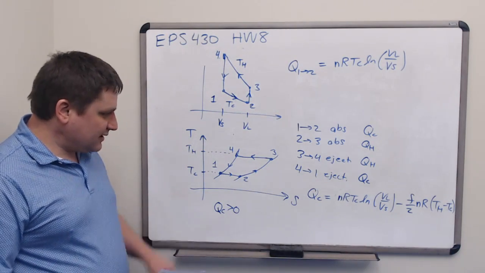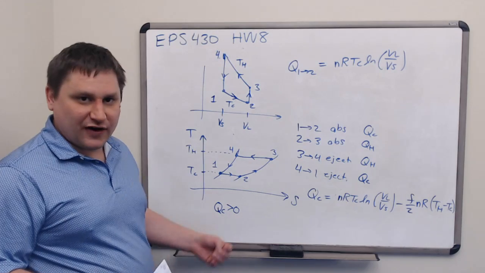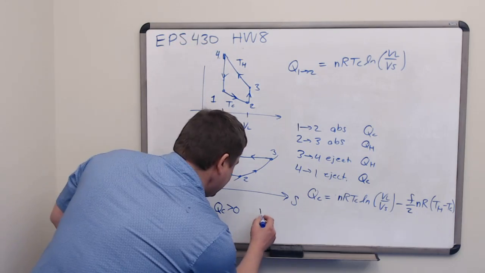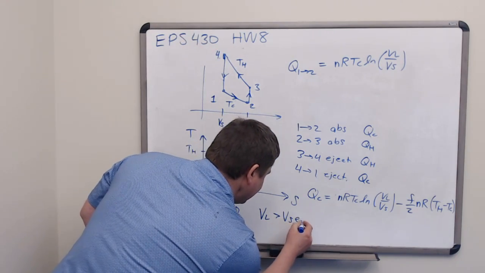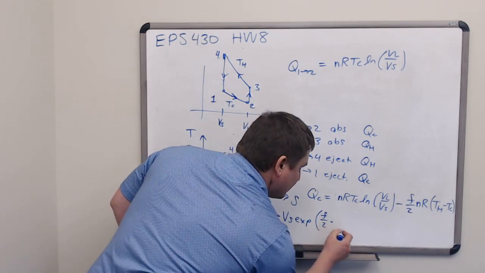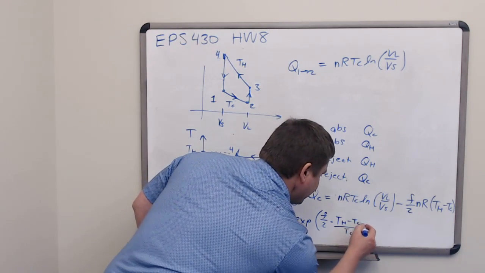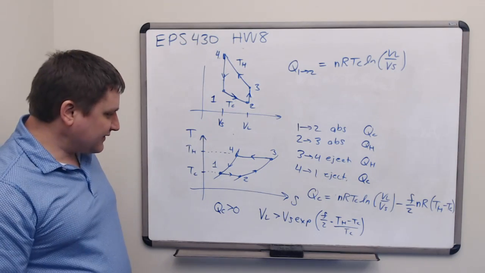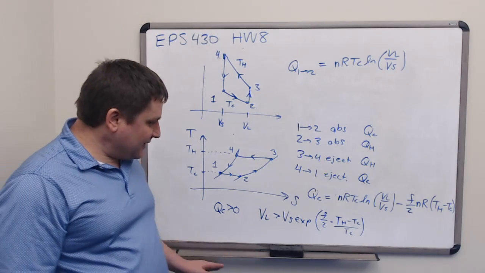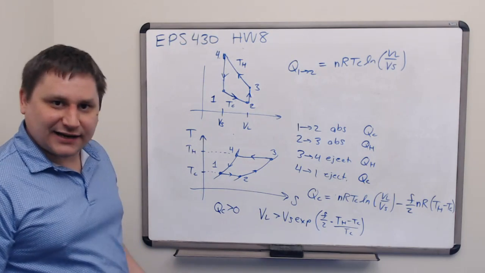So you would just use this expression for QC, plugging into an inequality and then rearranging the inequality to solve for the large volume in terms of the small volume. So you would get VL must be greater than VS times exponential of F over 2 times TH minus TC over TC. Okay, so it turns out that it's not hard to build a Stirling engine that has a large volume large enough to make it bigger than this right-hand side, and then it still works as a refrigerator.